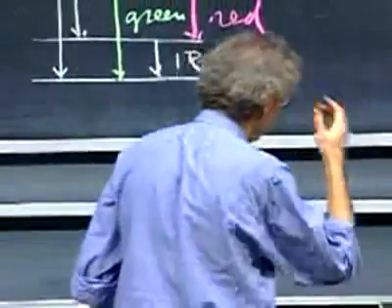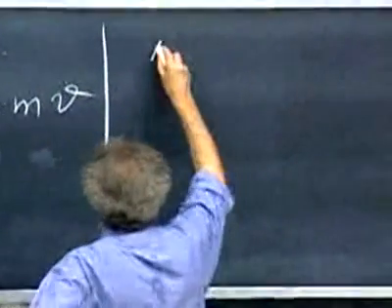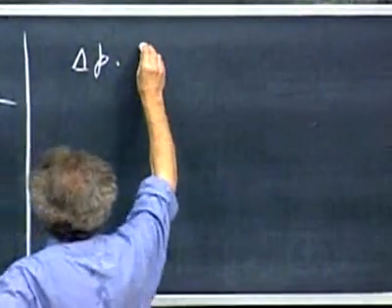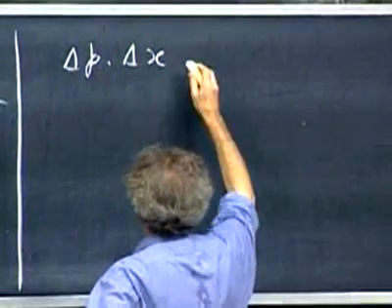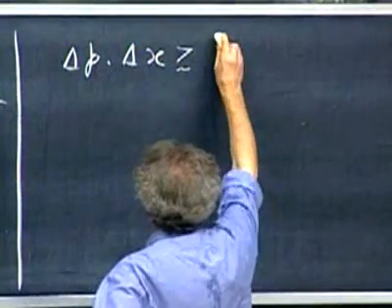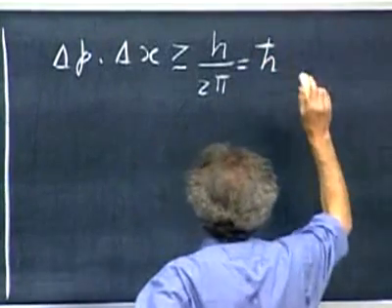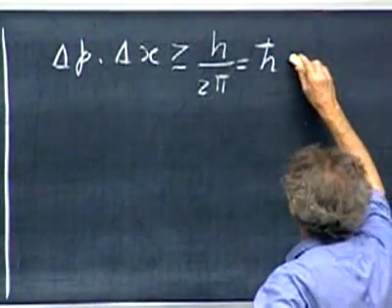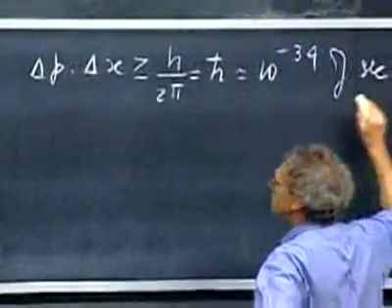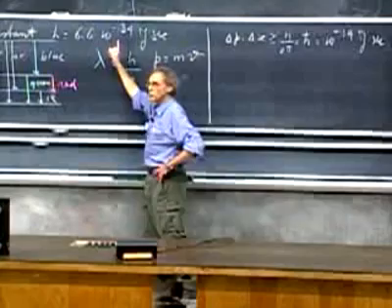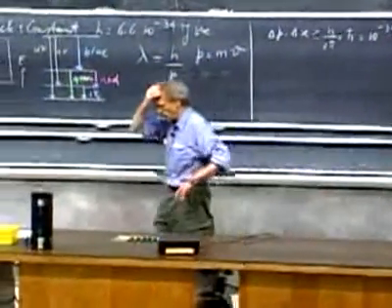What does it mean? First, let me write down Heisenberg's uncertainty principle. Delta P, which is the uncertainty in the momentum, multiplied by delta x, which is an uncertainty in the position of that particle, is larger or approximately equal to Planck's constant divided by 2 pi, which in physics we call h bar, and h bar is approximately 10 to the minus 34 joule seconds. You see, h is 6.6 times 10 to the minus 34. If you divide that by 2 pi, you get about 10 to the minus 34.